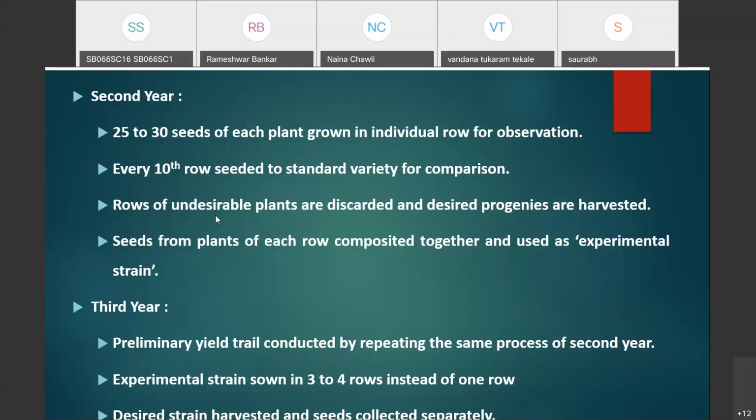Okay, the seeds from plants of each row are composited together and used as the experimental strain.